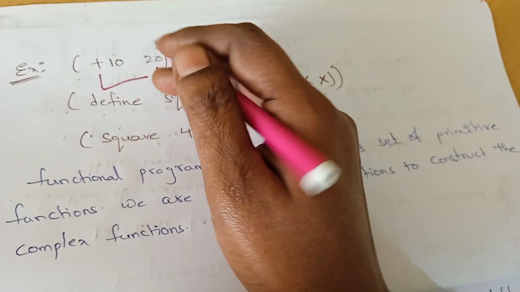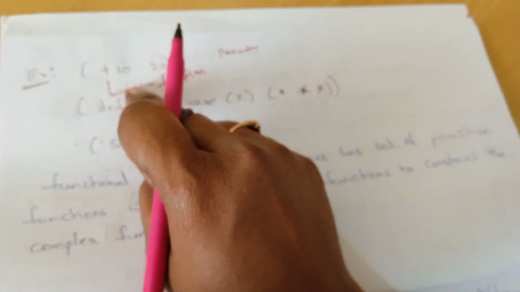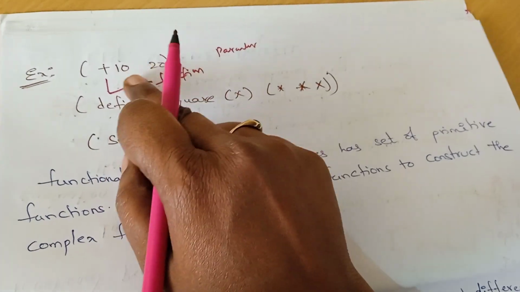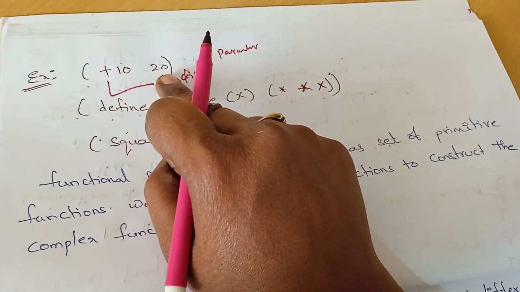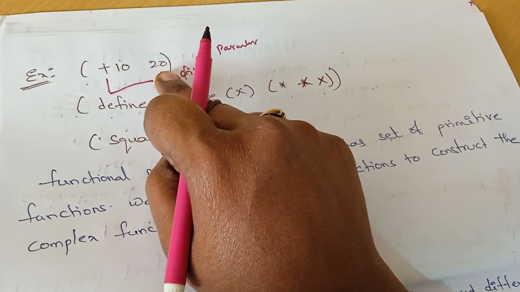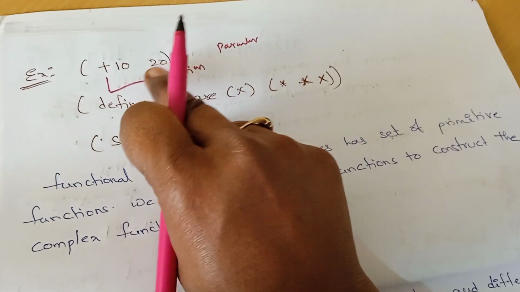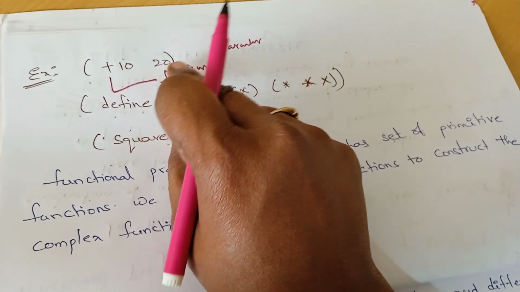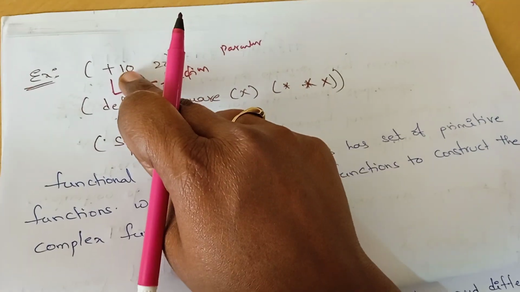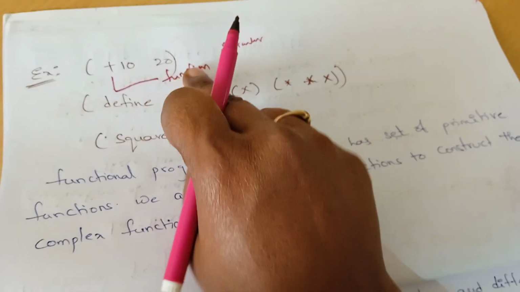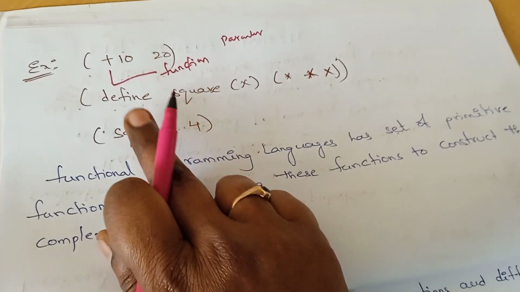Now what we will do is recursively call this function to apply on these parameters, and it will return the result. The way functions work in imperative languages, the same way they work here also. A function will return a value. Now this function also will return a value. Now let's see the other example.